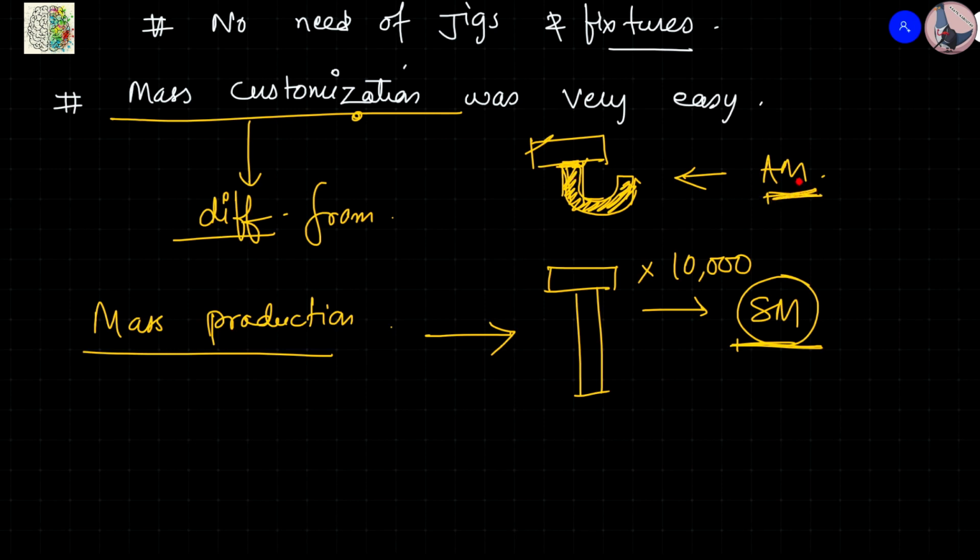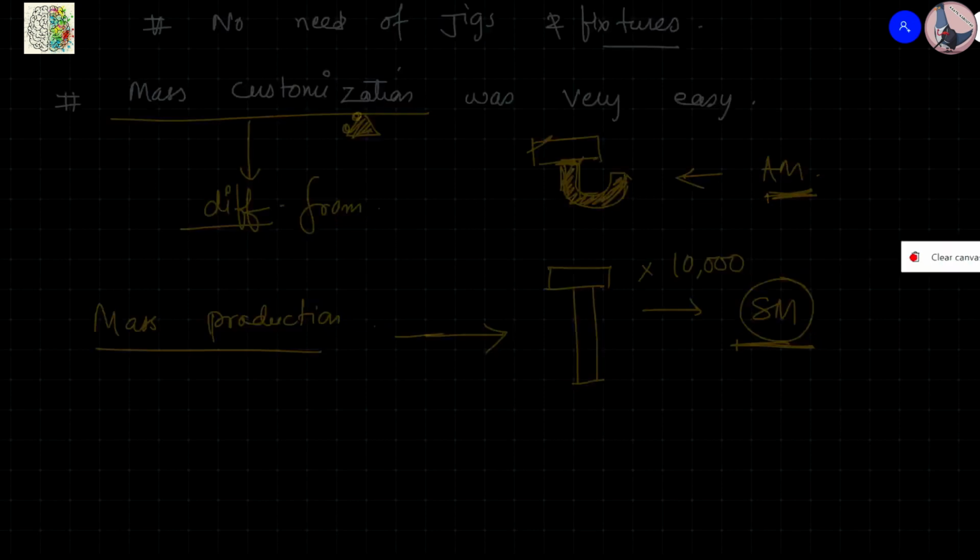Now you might think that once we get a model, we can always make mass production of it. Yes, you are correct. Sometimes we can do that, but most of the time we cannot. And I will give you one example where customization is very important, and that's the reason why additive manufacturing flourished. I will delete this. So suppose I have an example.